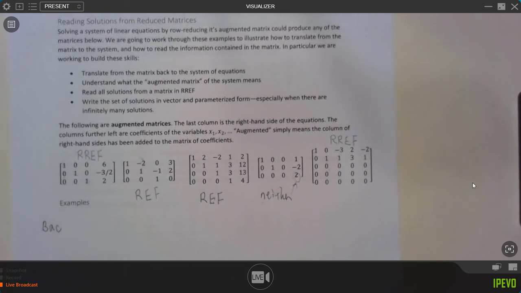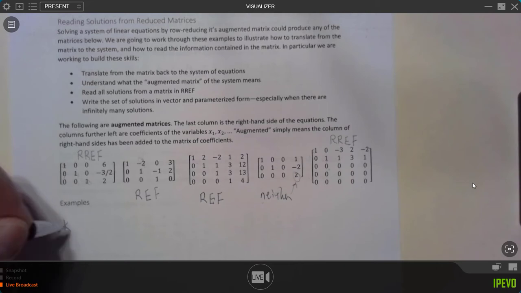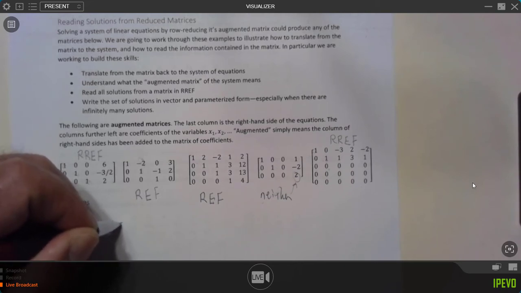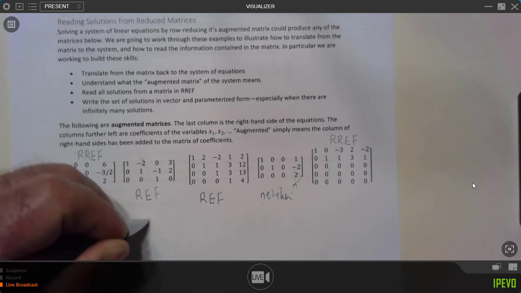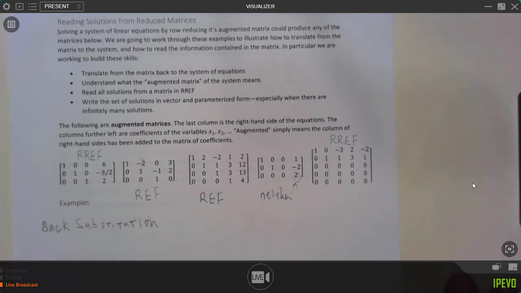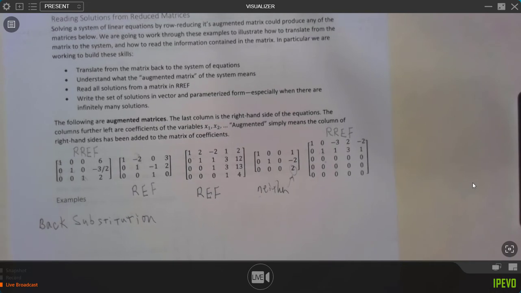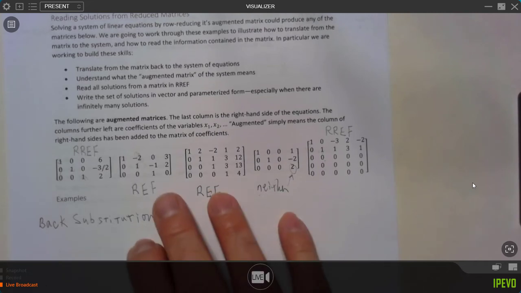So let me give you an example of back substitution. And then I want to sneak in a little bit of talk about how to get some help from your calculator or your computer to do some of these row reductions. I am going to take a look at this guy right here because it's pretty small.